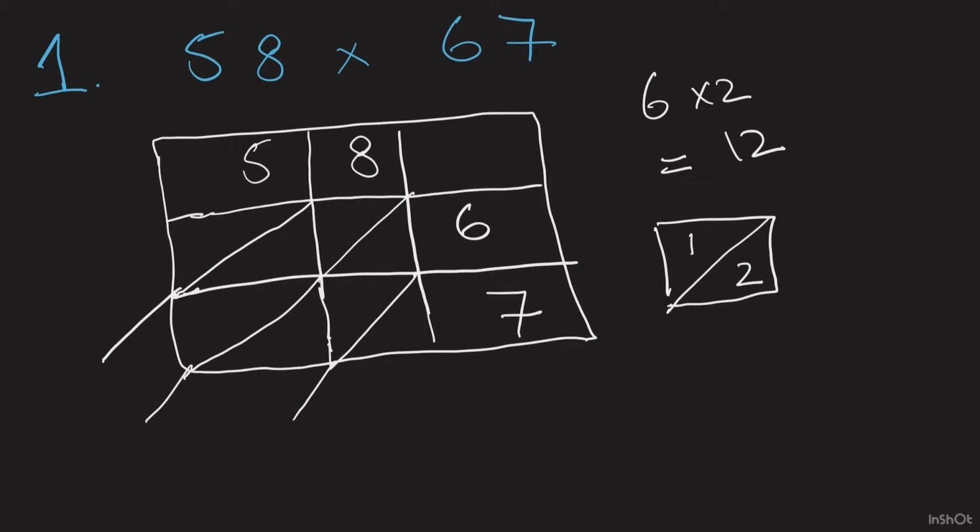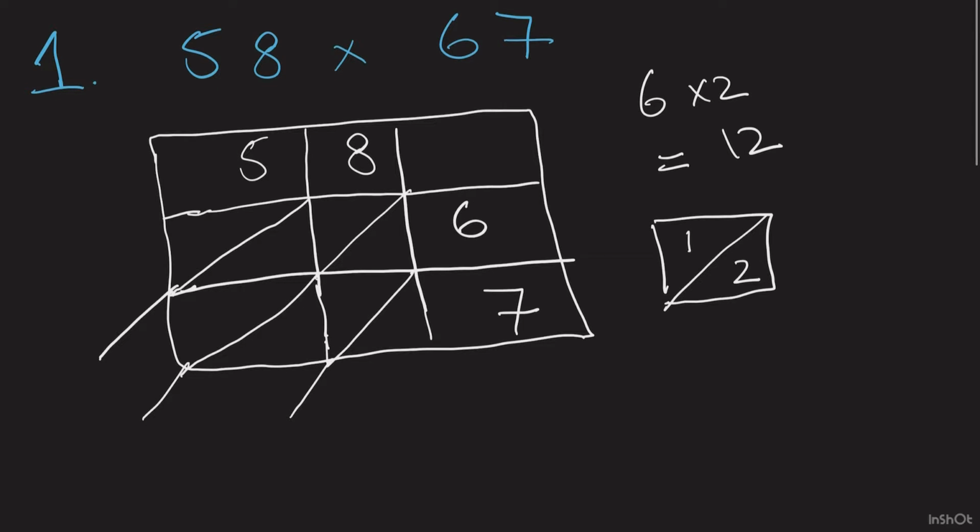So you do 8 times 6, that gets you 48. So you're going to put 4 up here and then put 8 down here. Now you do 6 times 5, which gets you 30. So you put 3 up here and put the 0 down here. Okay, now we're doing 7 times 8, which is 56. So we do 5 up here and 6 down here. And next we do 7 times 5, which is 35. So you put 3 up here and put 5 down here.